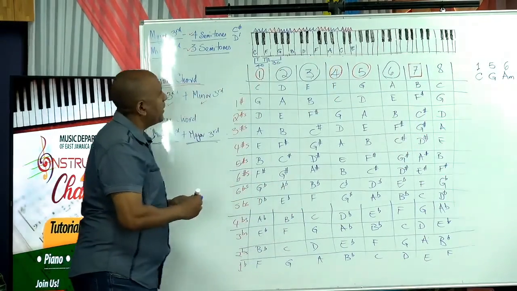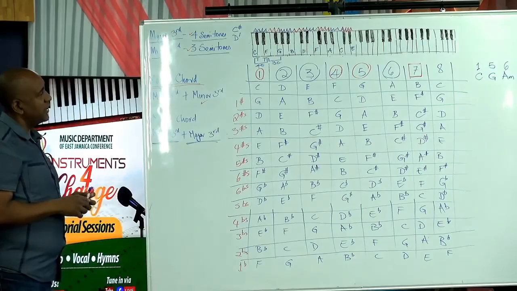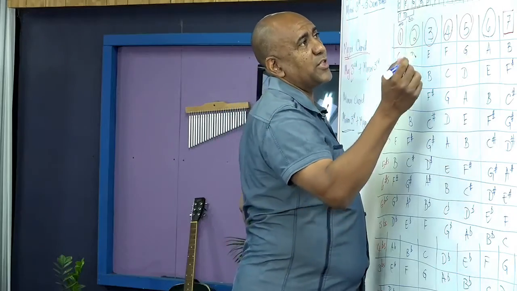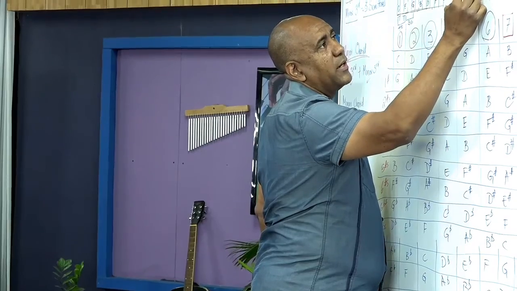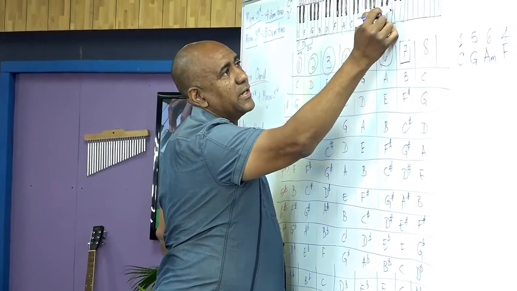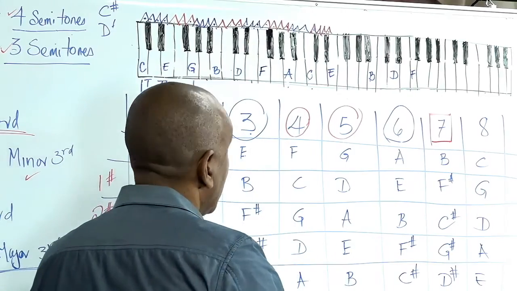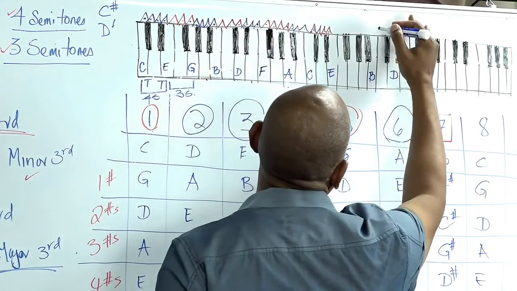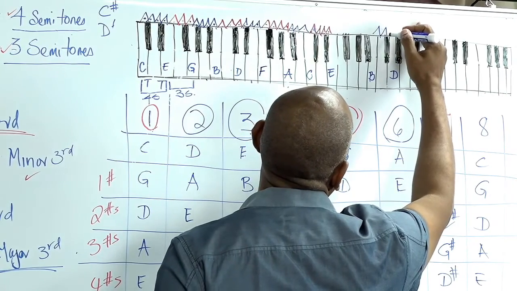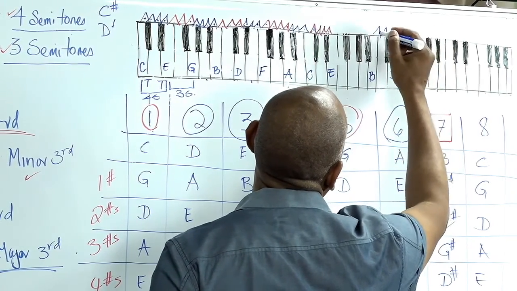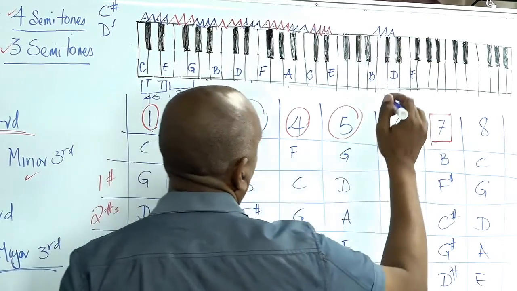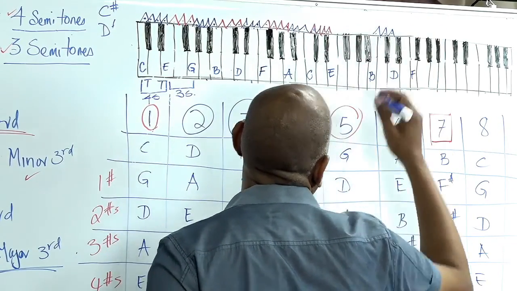What happens on the 7th degree of the scale? Let's examine it. If we skip a note, it would be B, then D, then F. So let's count it up. B to C, 1. C to C sharp, 1. C sharp to D, another. We have 1, 2, 3. 3 semitones.